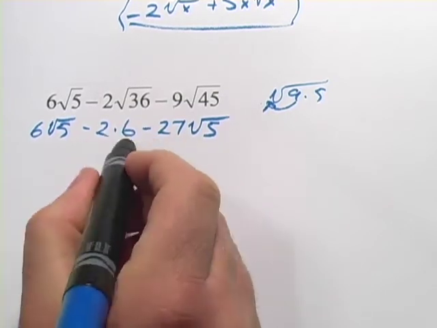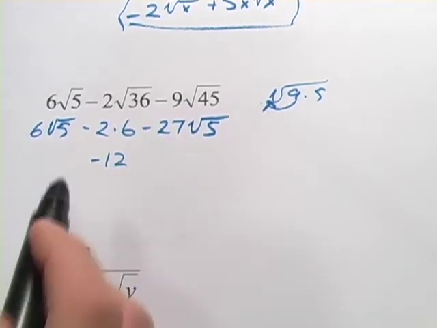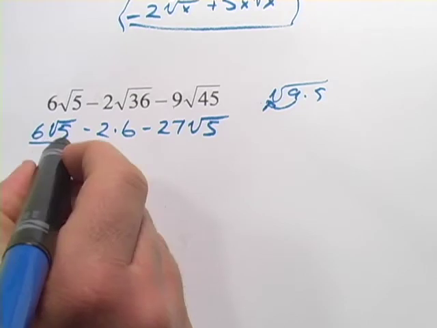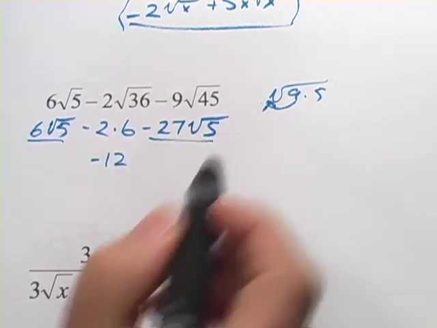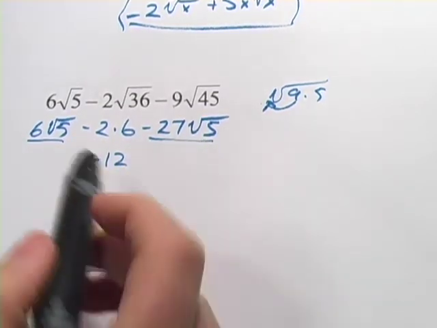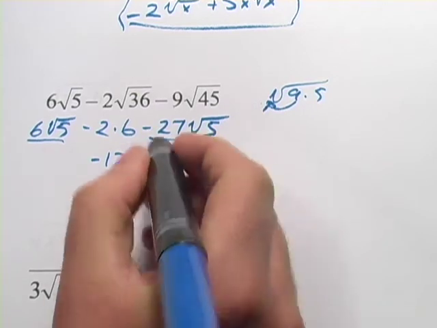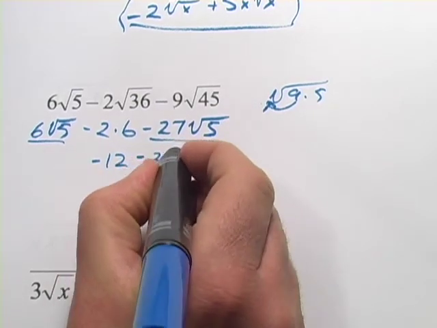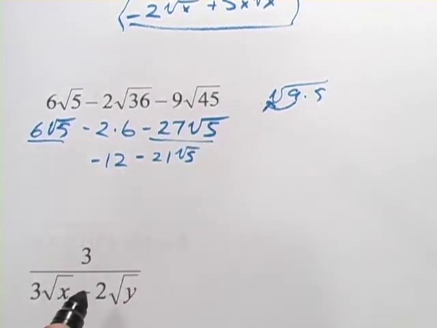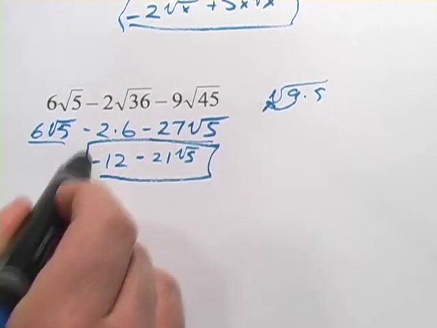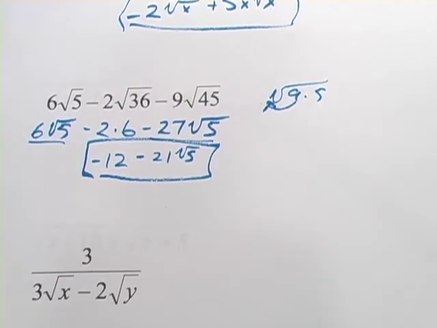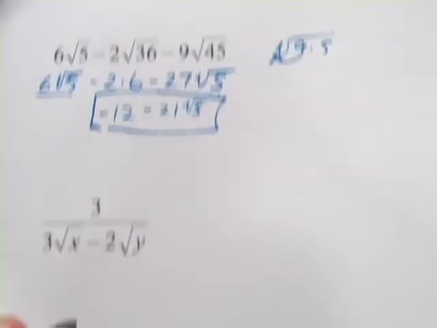Now, let's see, this negative 2 times 6, that's negative 12. But then we have like terms here. We have 6 times the square root of 5 and negative 27 times the square root of 5. And we can combine those. So that would be negative 21 times the square root of 5. And that would be our simplified answer there, negative 12 minus 21 times the square root of 5. All right, let's try one more. Now this one's a little bit different.